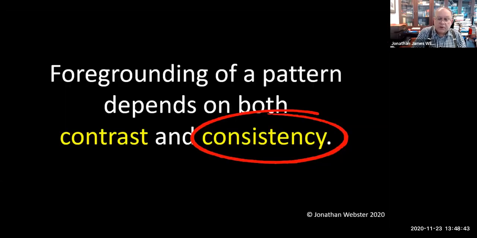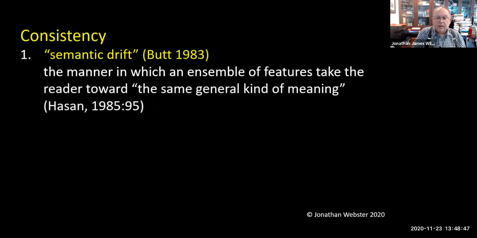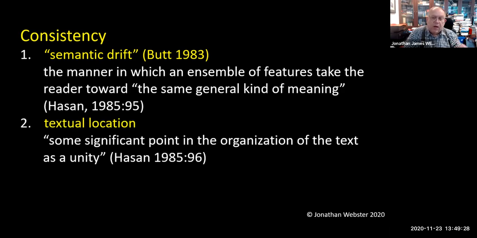But it's not just a matter of finding the contrast, it's also looking for the consistency. Butt talks about it as being a semantic drift. And he says it like this: the manner in which an ensemble, a collection of features, take the reader towards the same general kind of meaning. Where can you find a sort of consistency where these contrasts co-occur at these various levels of wording and grammar, and they co-occur in such a way as to all point you in some particular direction. Location. Where in the text does it come through that you see this, the text as a collection, and you see the location of this ensemble of features.